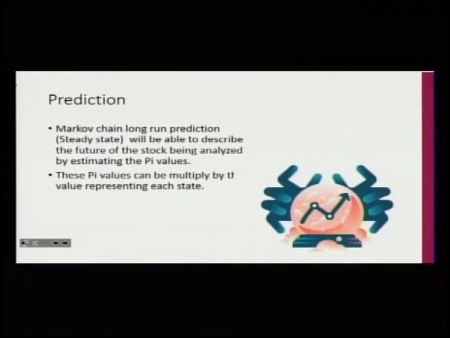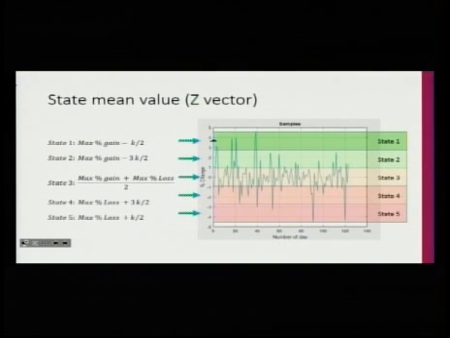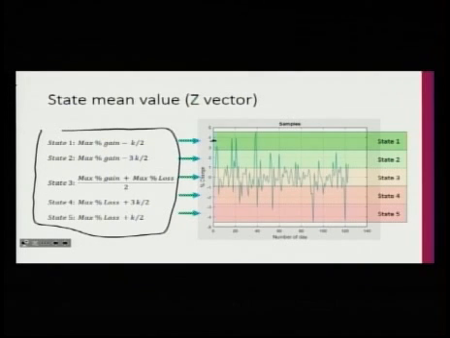And now the prediction. We can use the Markov chain to predict things, and what we are going to do is calculate the steady state probabilities, which describe the long run behavior of our system. We will be able to describe the future by using these pi values that we estimate. We are also going to multiply these pi values by the mean value of each state, because there are several values in each state. The mean value will be the middle one, the average of the two limits. That's basically just the average of each state.